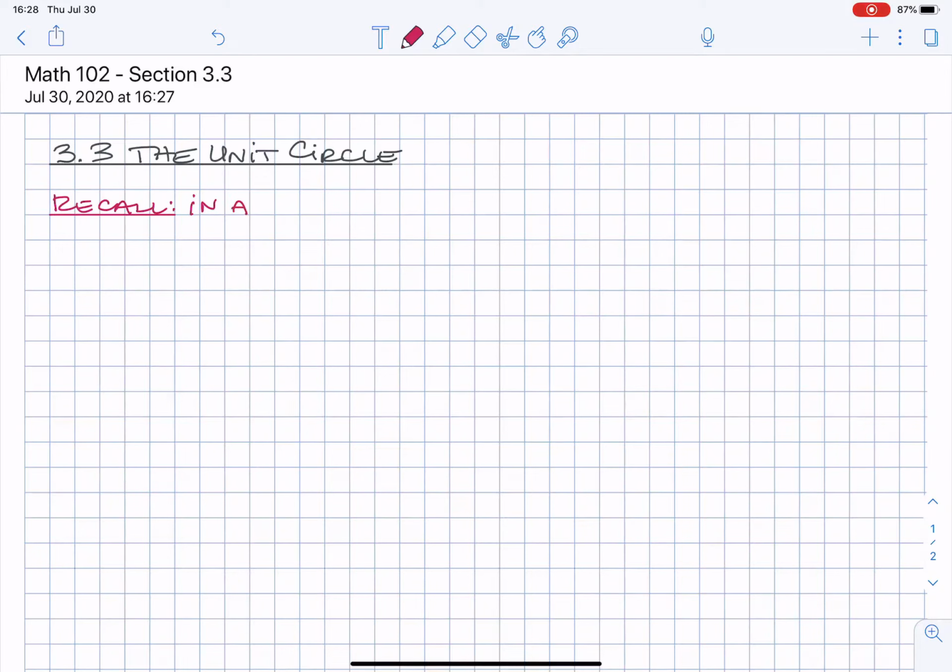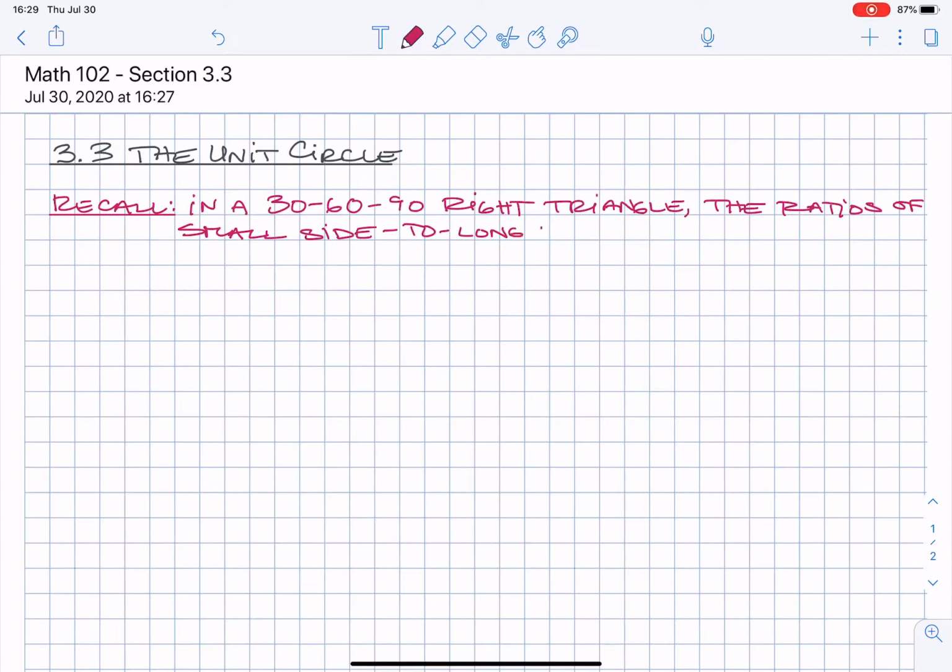In a 30, 60, 90 right triangle, the ratios of the small side to the long side to the hypotenuse are given by the ratios of 1 to the square root of 3 to 2.